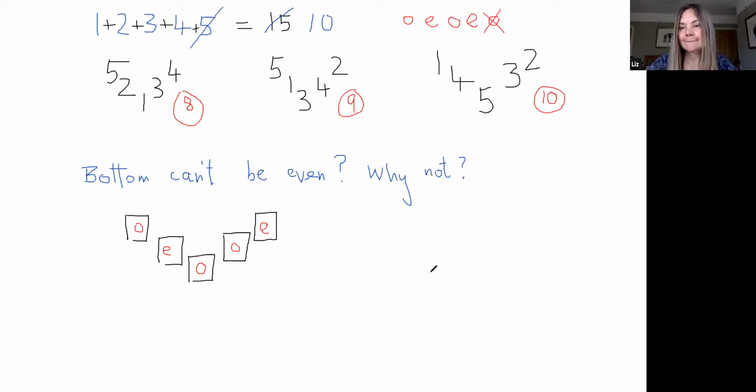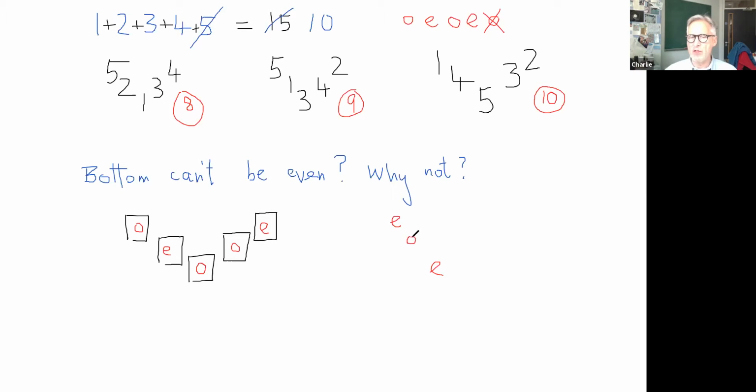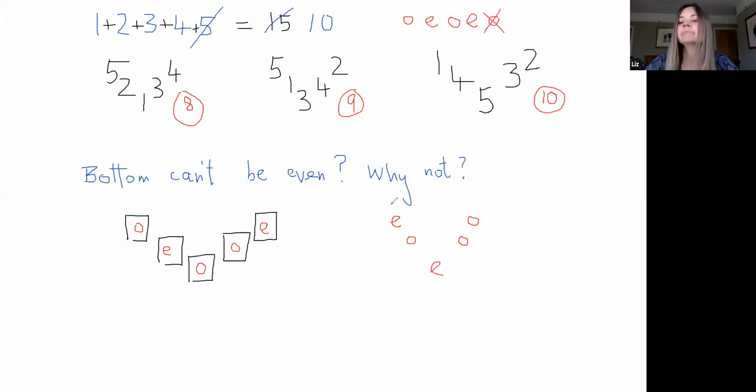But if I was to put an even number at the bottom, then I'm going to get into trouble because I've only got 1 even number left, and the other 3 are all odds. Exactly. And so it's going to be impossible to make those arms. That's really nice. Those are 2 really nice explanations.